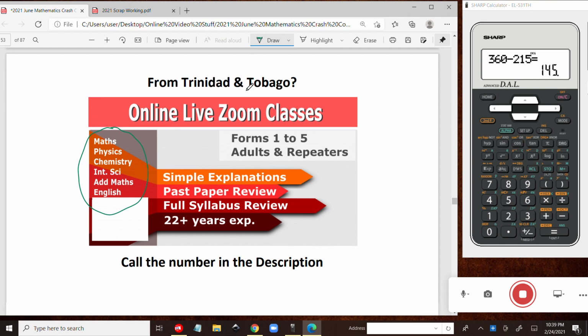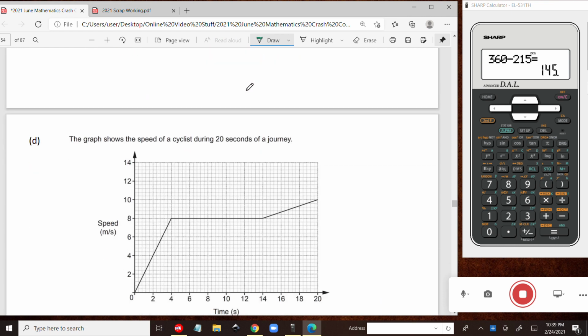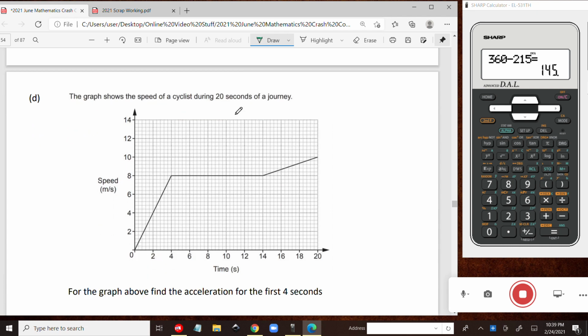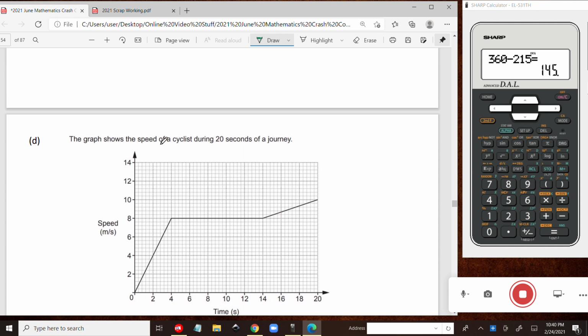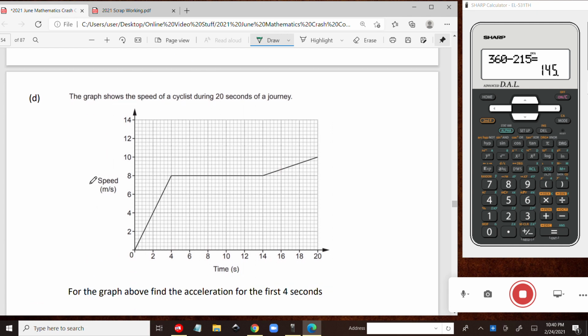All right, cool. Scrolling down. Part D. Now this here is a speed time graph question. Unfortunately, I don't have any videos explaining speed time graphs, and honestly, I didn't check to see. So I'm going to try my best to explain the theory as I go along. So here we have a speed time graph. Speed is on the y-axis and time is on the x-axis.